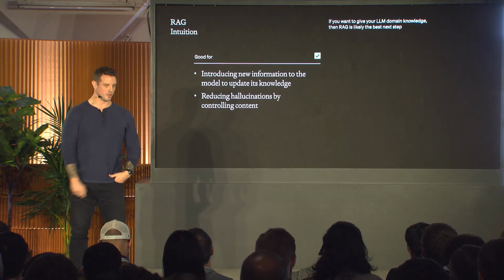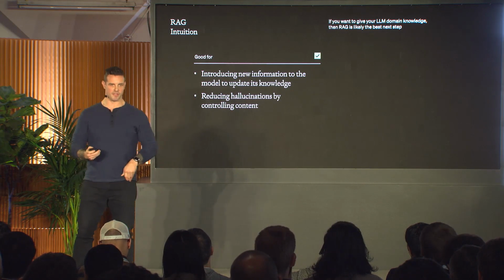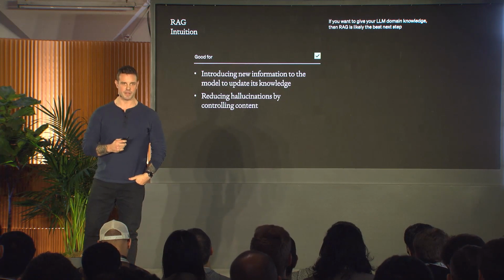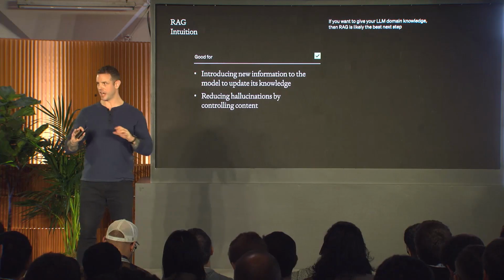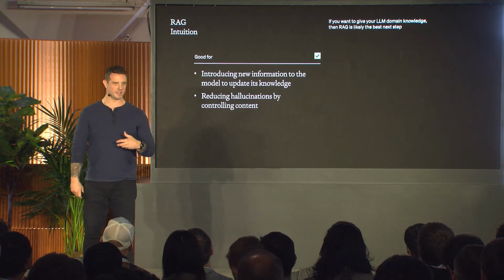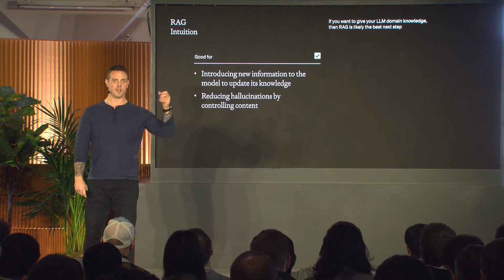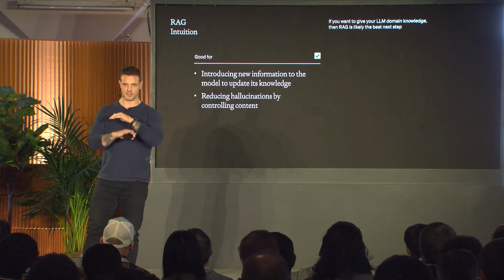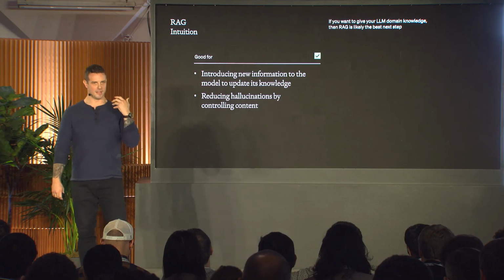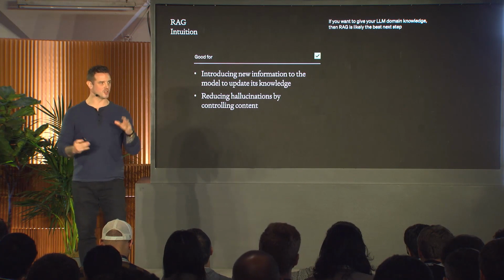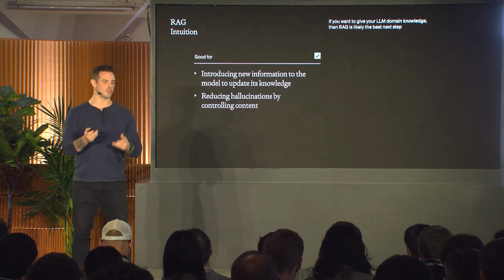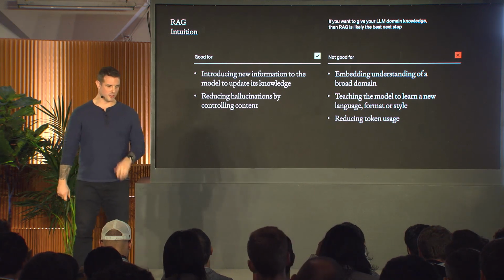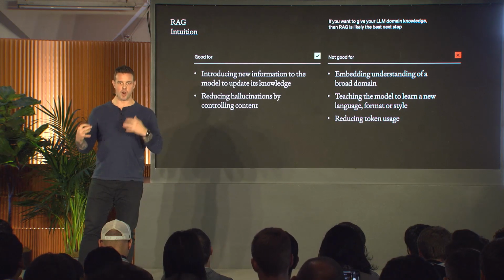Similarly, reducing hallucinations by controlling content is one of the very common use cases of retrieval-augmented generation. We'll see a bit later how that pairs really nicely with fine-tuning, but a typical use case is you give the model content, you give it instructions to only use that content to answer questions, don't use its own knowledge, and that's a typical way folks try to constrain the model to a particular knowledge base and reduce hallucination.